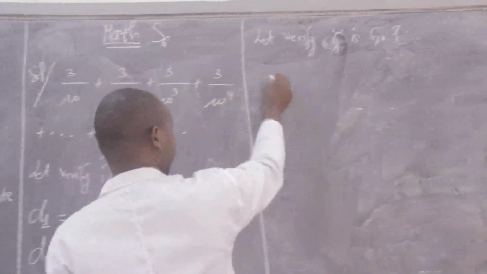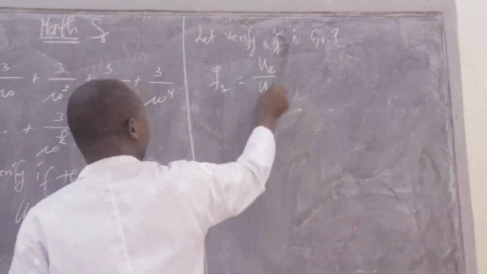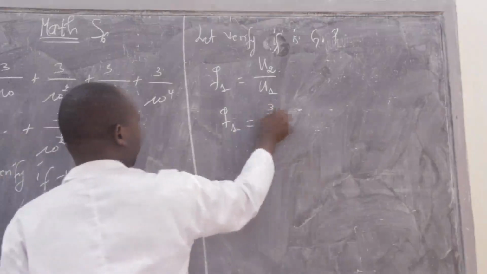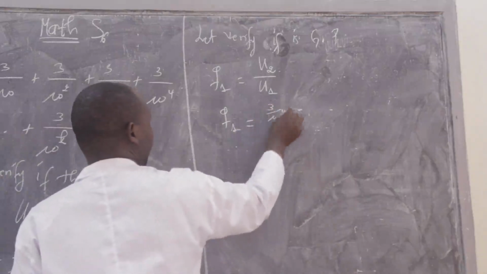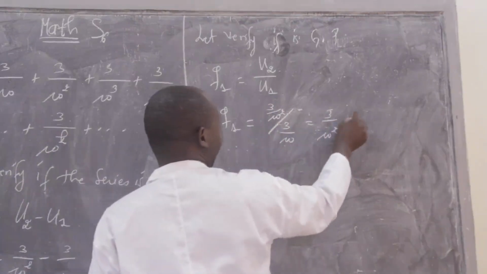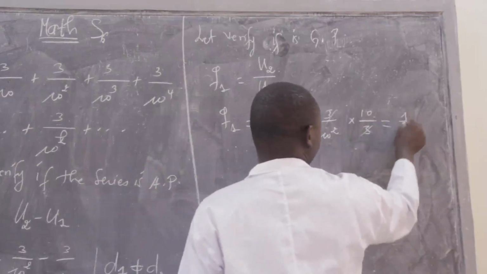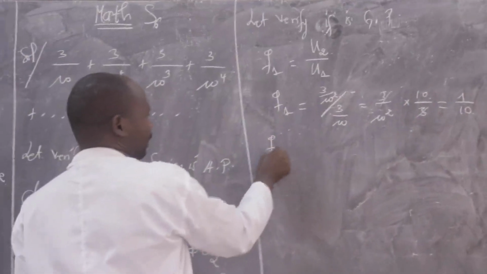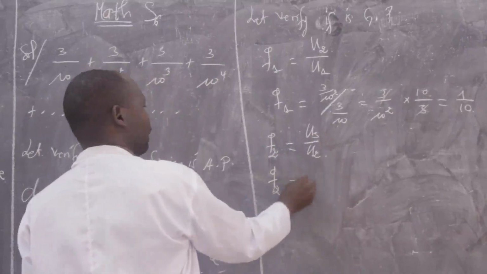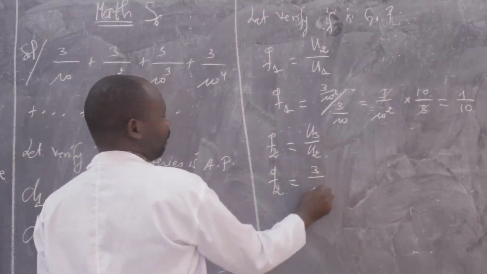So let us find the first ratio, which means the second term over the first term. The first ratio will be equal to 3 over 10 power 2 over 3 over 10. This is 3 over 10 power 2 times 10 over 3, and now this is 1 over 10. The second ratio is equal to the third term over the second term. Now the ratio is 3 over 10 power 3.